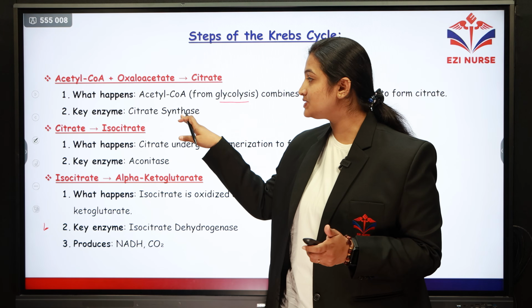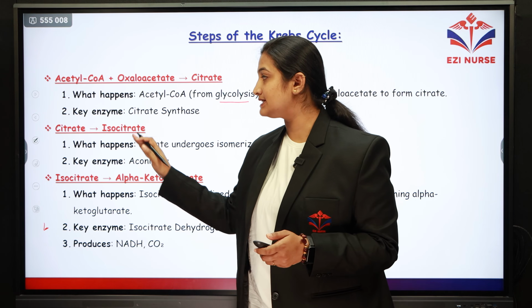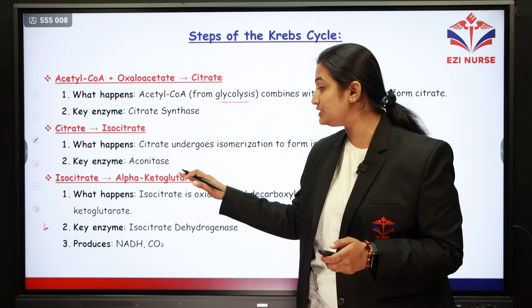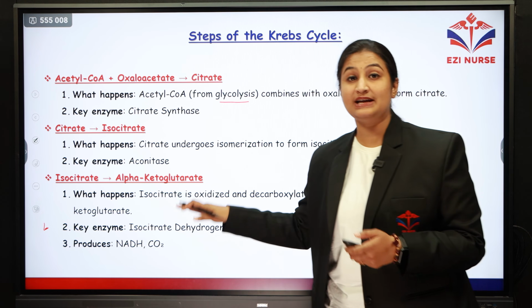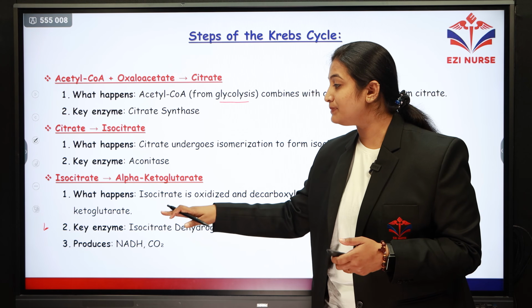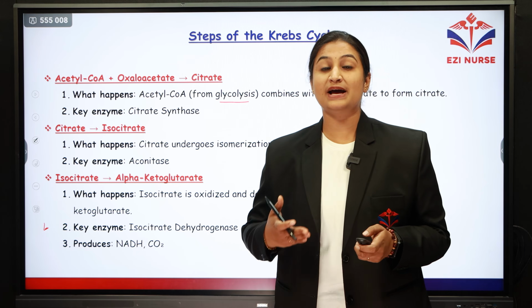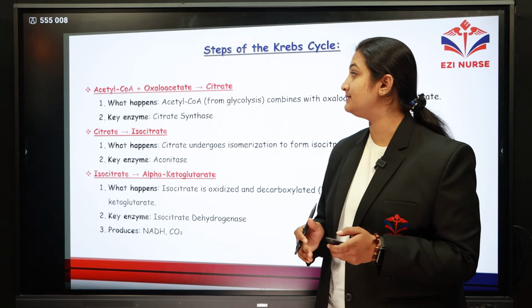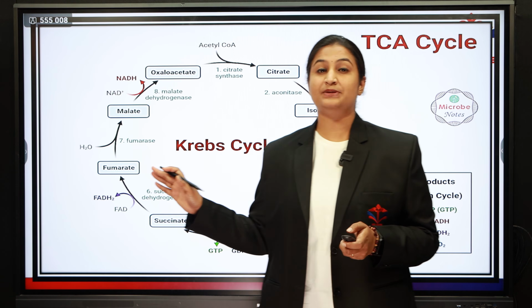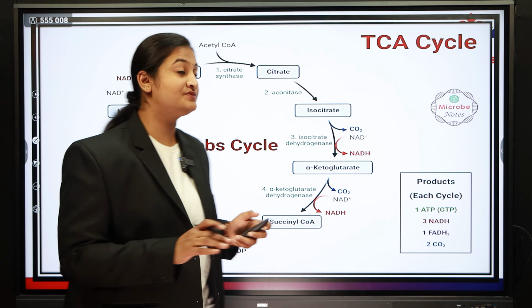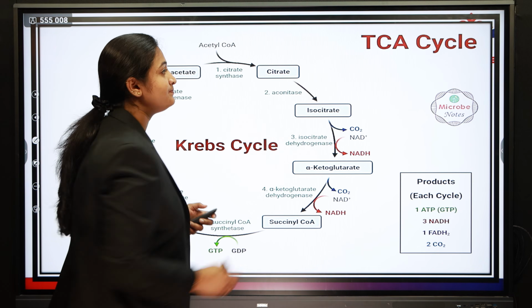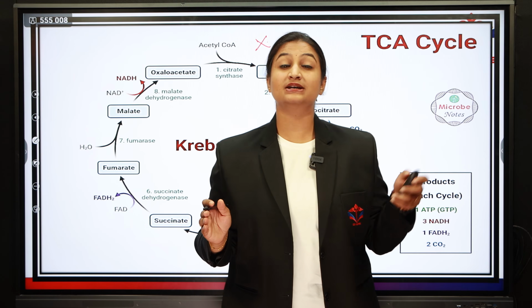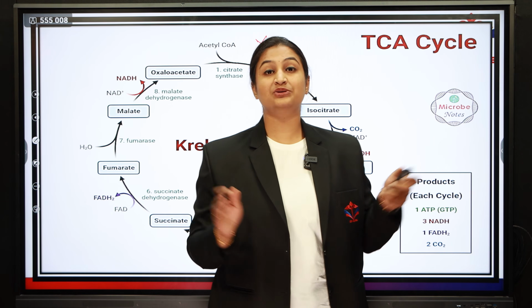The key enzyme is citrate synthase. Next, you can see citrate is converted into isocitrate, and isocitrate is converted into alpha ketoglutarate. You can definitely read all these points, such as the key enzyme and what it is producing. If you study in detail, you will definitely understand the steps of the Krebs cycle. Here is the diagrammatic representation. You have to read this as well as practice this diagram. It's a very important diagram. It is also known as the TCA cycle. If the question is asked for the TCA cycle also, you can write the same thing.